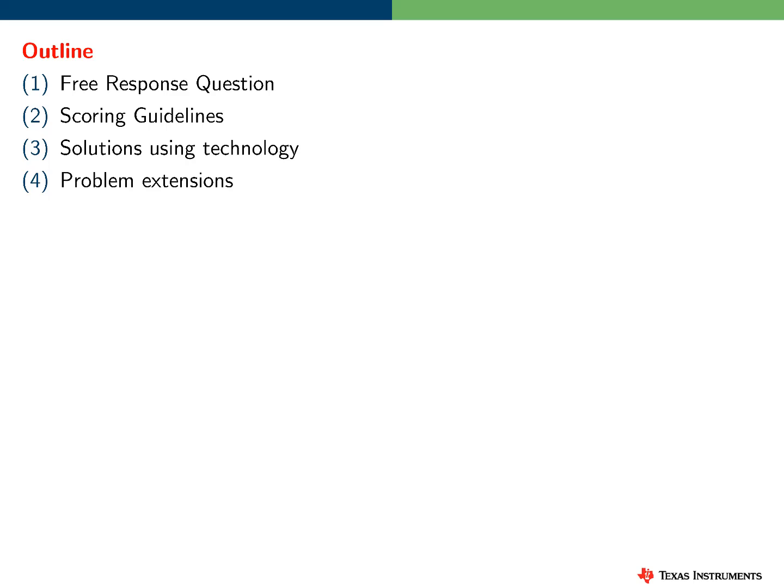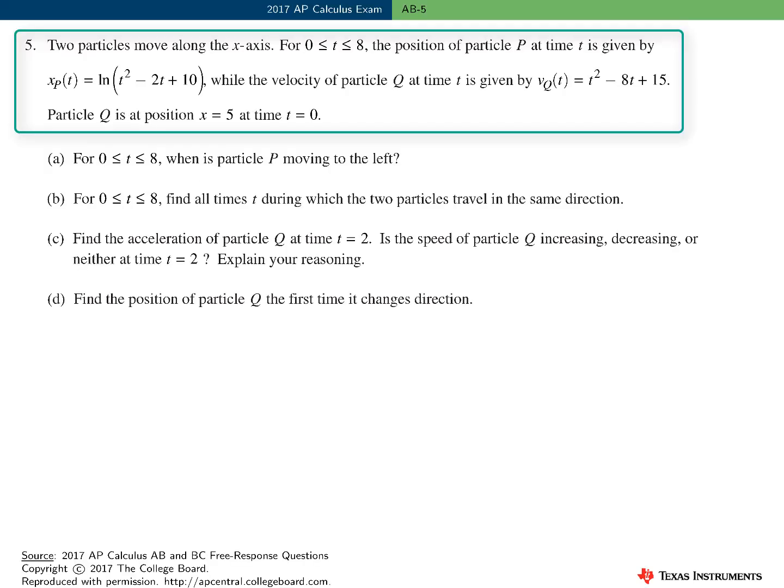In this problem, two particles are moving along the x-axis. For t in the closed interval 0 to 8, the position of particle p at time t is given by the function x sub p, and the velocity of particle q at time t is given by the function v sub q. And we also know that particle q is at position x equal 5 for time t equals 0.